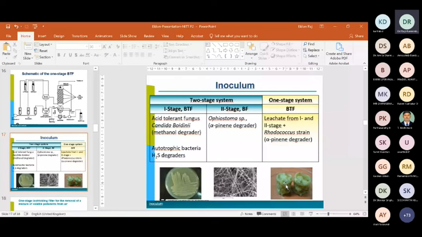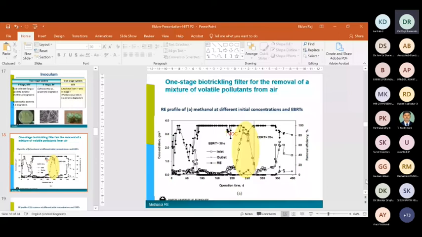Of course we had problems like clogging, channeling, and other things, but I will tell you later how to overcome those issues. Now we operated this reactor, as I mentioned, for around 400 days, and during the 400 days of operation, methanol is a very easily degradable pollutant, and it is hydrophilic in nature.